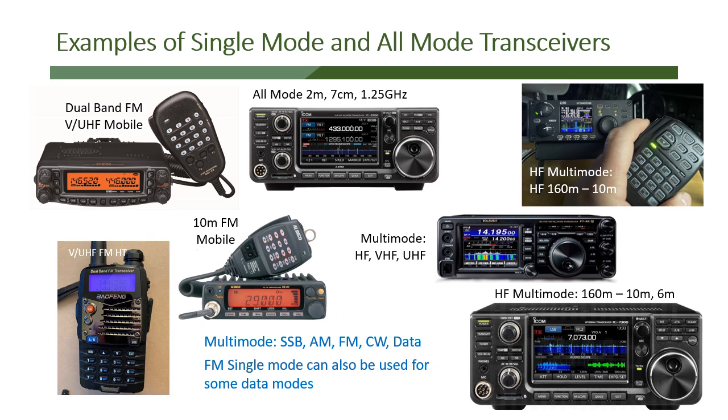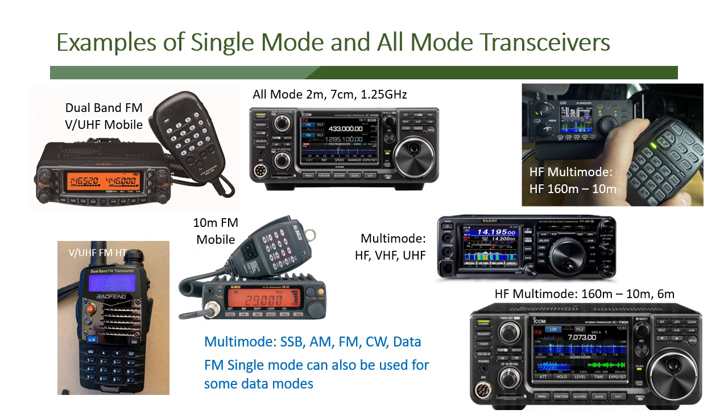To the far right, we have a high-frequency multi-mode HF radio. This is a Xiegu G90, very popular radio. Has a built-in antenna tuner. It runs 160 meters to 10 meters in span, and it runs 20 watts output. And you can see that it has a lot of information on the little grids there, on the little screen.